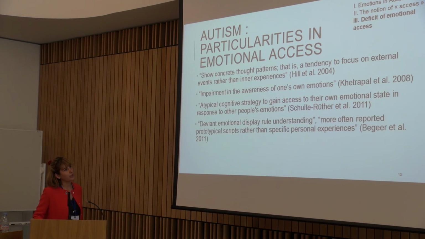And Bigger and colleagues explain that children with high-functioning autism would have a deviant emotional display rule understanding. Display rules would be norms about how one should express emotions. In the study they conducted, they showed that people with autism more often reported prototypical scripts rather than specific personal experiences. So they accessed them cognitively, but not subjectively.